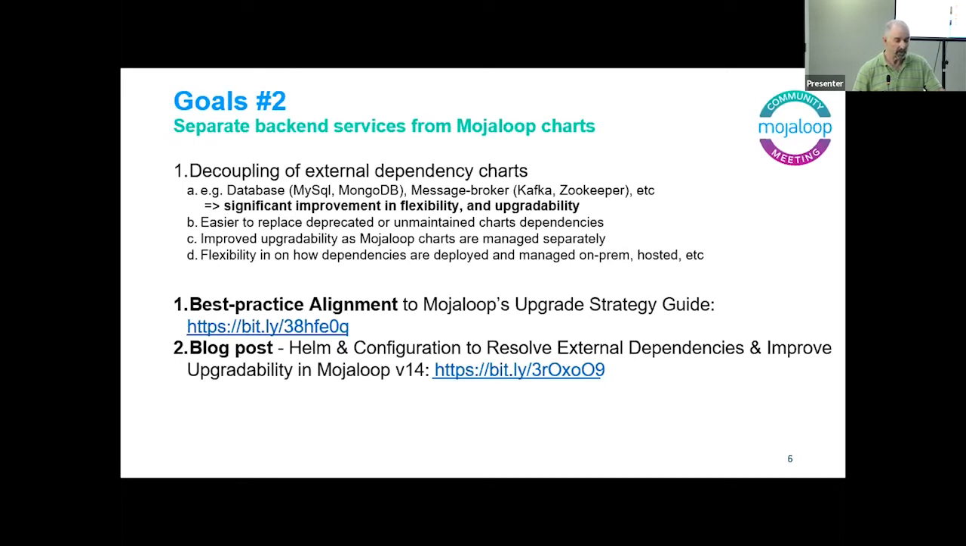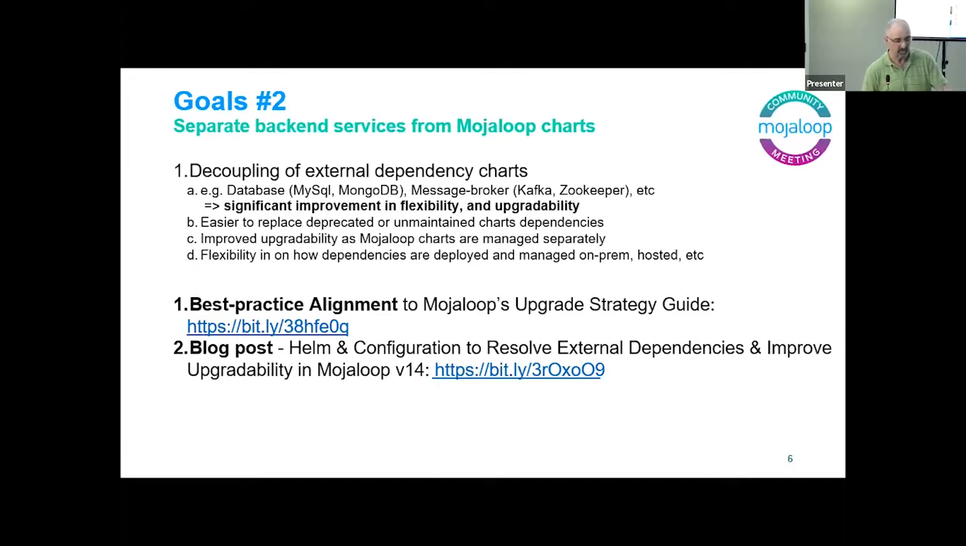Goal number 2 really was the decoupling of the external dependencies, the MySQL, the Mongo, Zookeeper, Kafka, to make that all separate so that you can have the flexibility to use not only different products, different charts, but so that they're not embedded within the application. It makes it a lot easier to actually configure and get the application running over different environments.